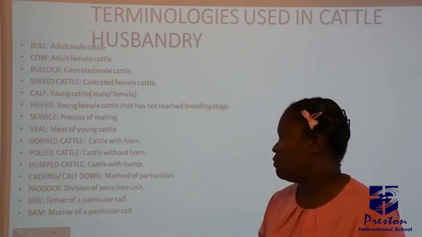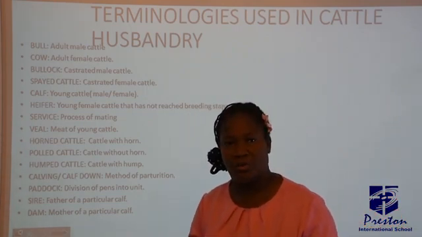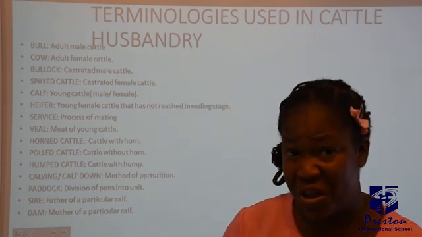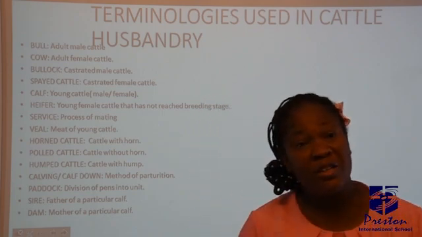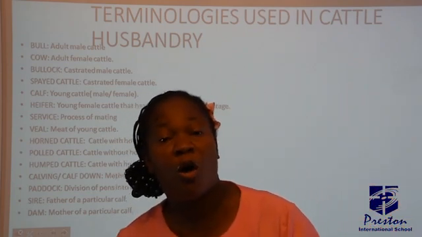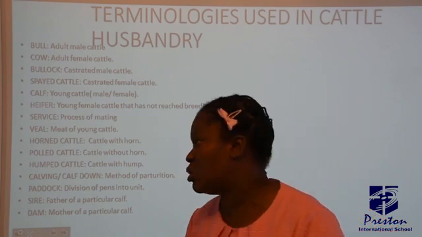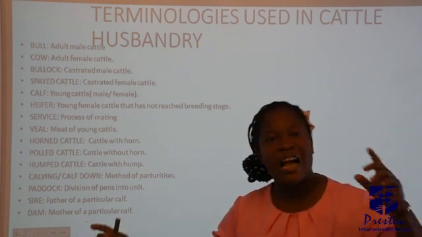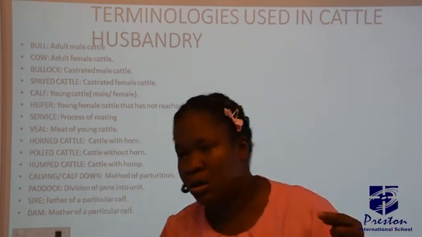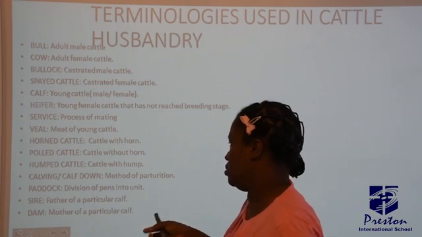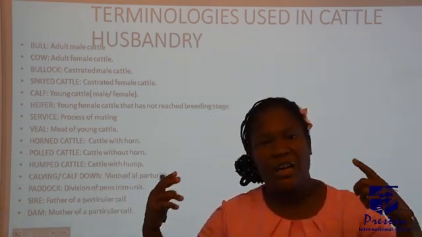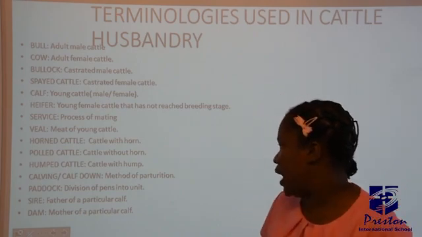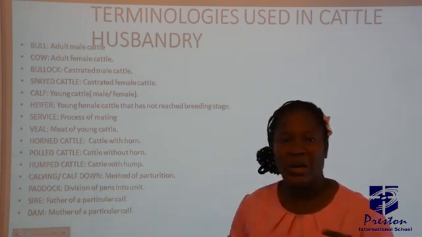Now, veal. Veal is the meat of young cattle. So when you slaughter a young cattle, the meat is called veal, not beef, because the meat of a matured cattle is called beef, but that of young cattle is called veal. Now, the next one is horned cattle, cattle with horns. Now, polled cattle, cattle without horn. So if you say a cattle without horn, we refer to them as what? Polled cattle.